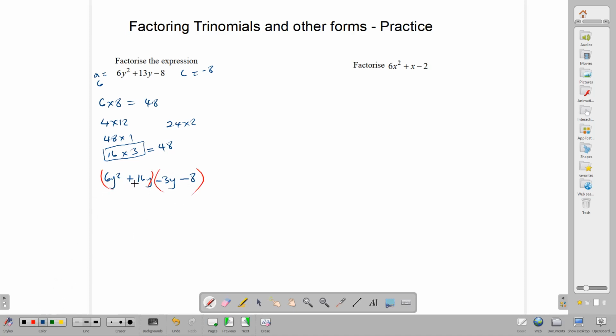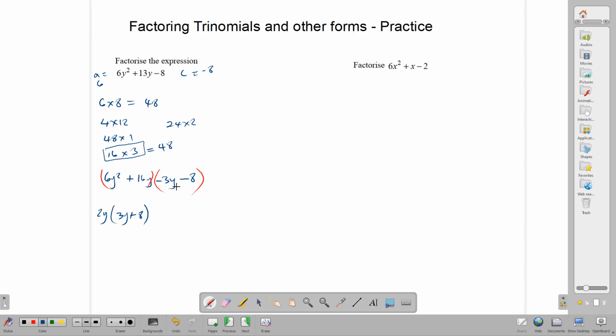The common factor here is 2y. So we're going to divide our 6y squared by 2y, and we get 3y for the answer. Then we're going to divide our 16y by 2y. 2 into 16 goes 8. The y's will cancel out, and we get that for our answer.